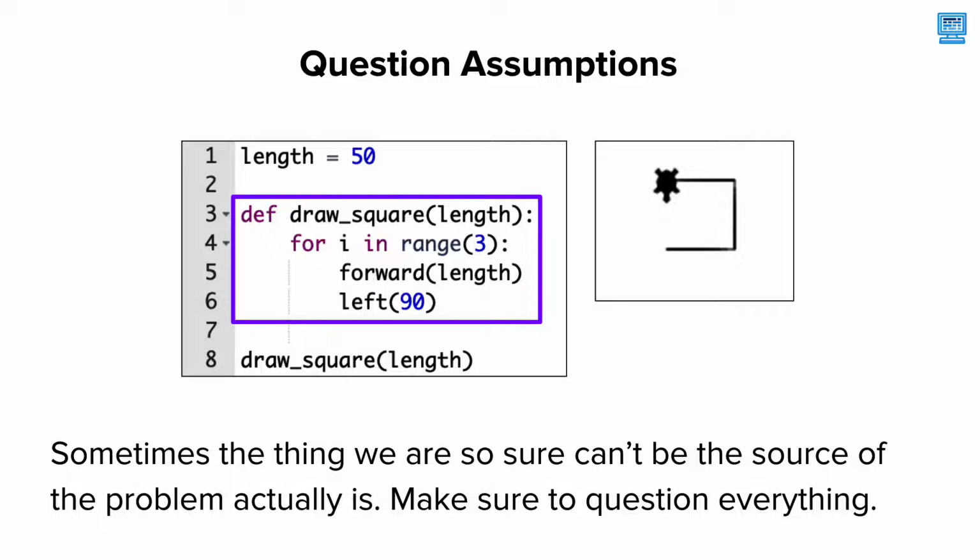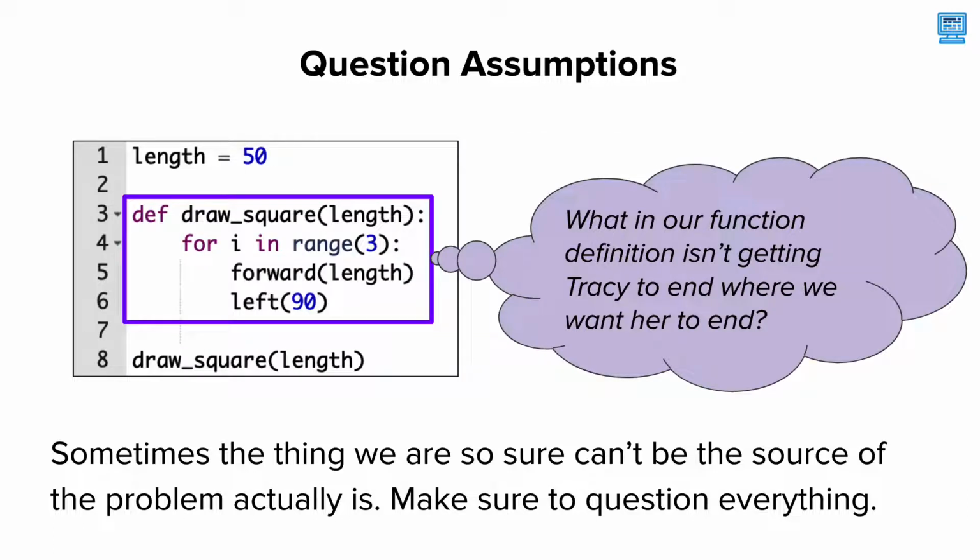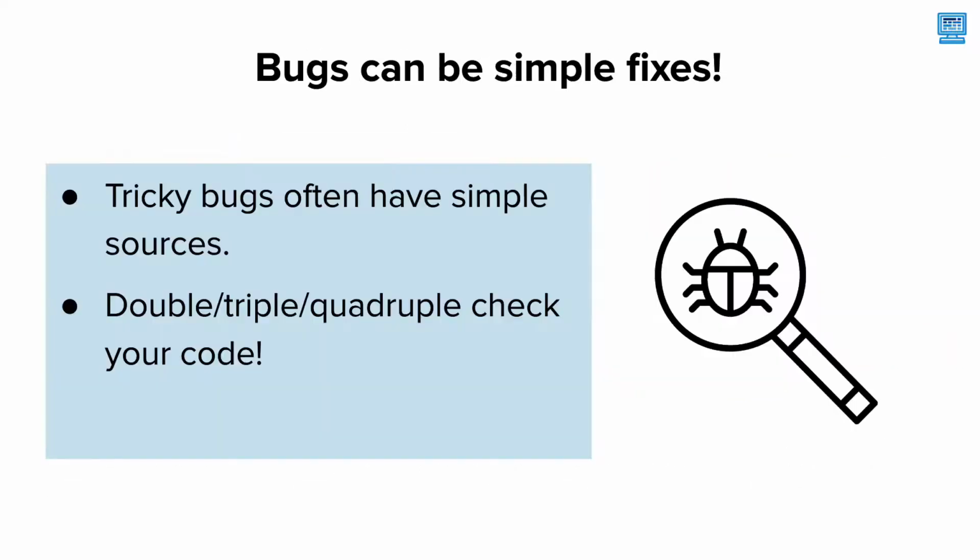In this example, we might assume that our draw square function is correct, but when we run it, it's not working. To debug, we should question our function and check our post condition. What in our function definition isn't getting Tracy to end where we want her to end? In this example, we need to tell Tracy to repeat the commands 4 times instead of 3, 1 for each side of the square. When it comes to debugging, most bugs can be simple fixes, especially if we run our code often and catch bugs early.